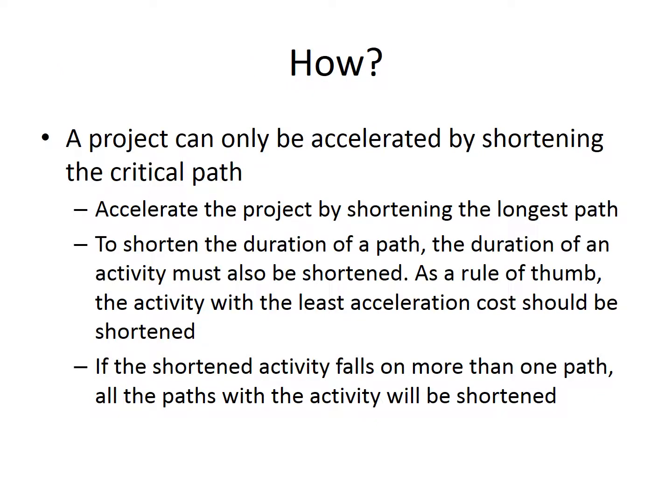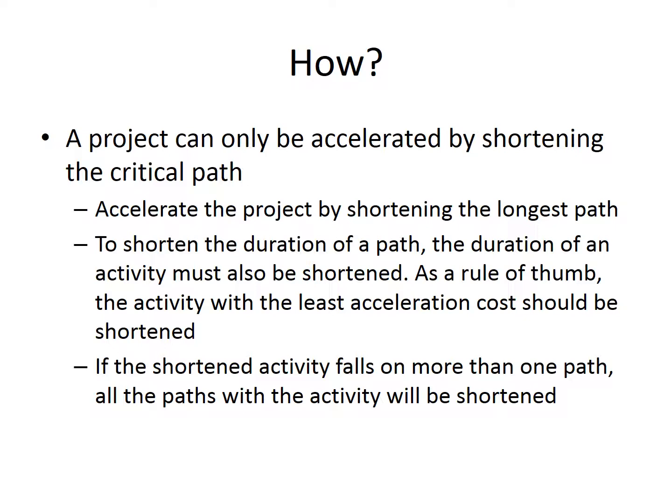All right, how do I really accelerate a project? The only way I can do it is by shortening the critical path. Anything that's not on the critical path, you might say, well, I can get this non-critical activity done right now, and that's going to shorten the schedule. It's not going to shorten the schedule. The project can only be shortened by shortening the longest path. So to shorten the duration of a path, the duration of an activity must also be shortened. As a rule of thumb, the activity with the least acceleration cost should be shortened.